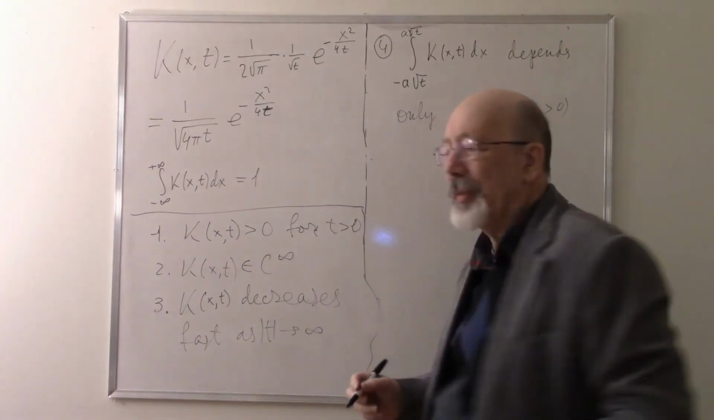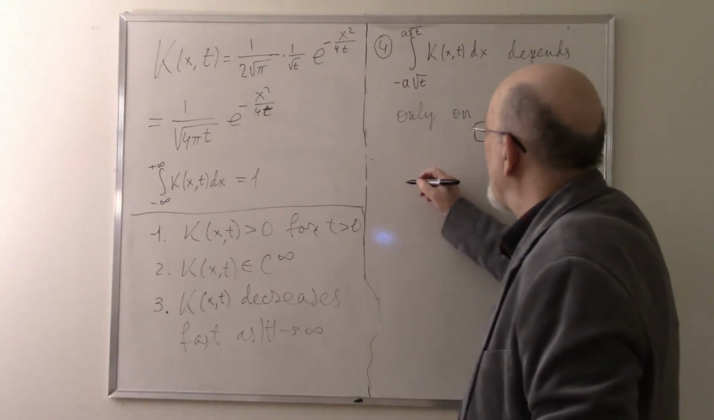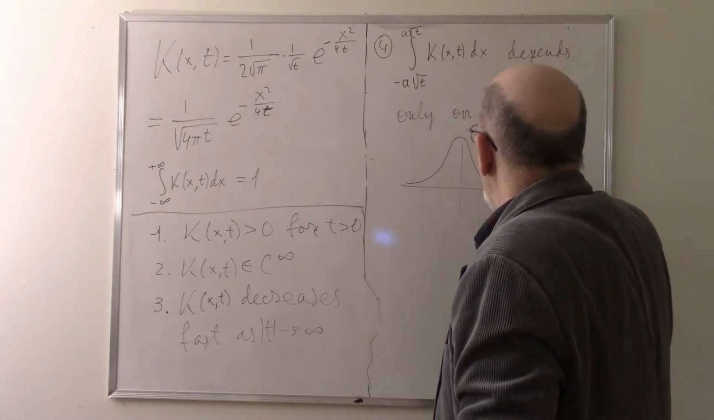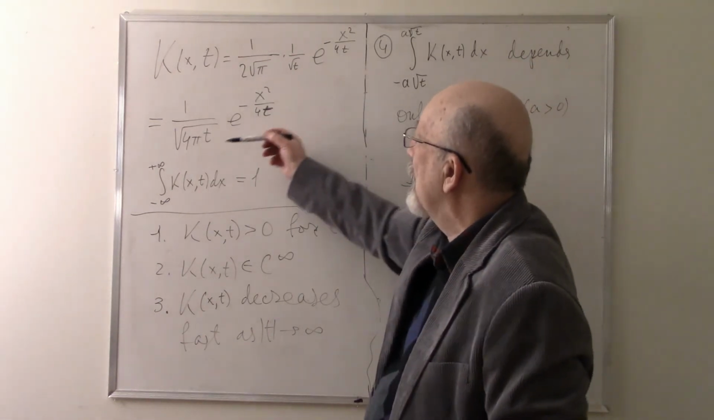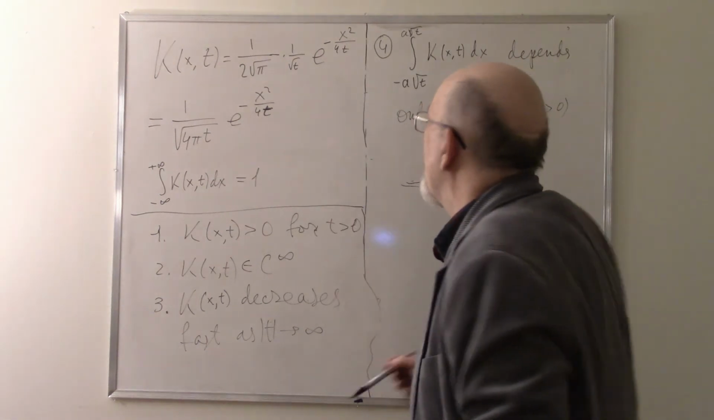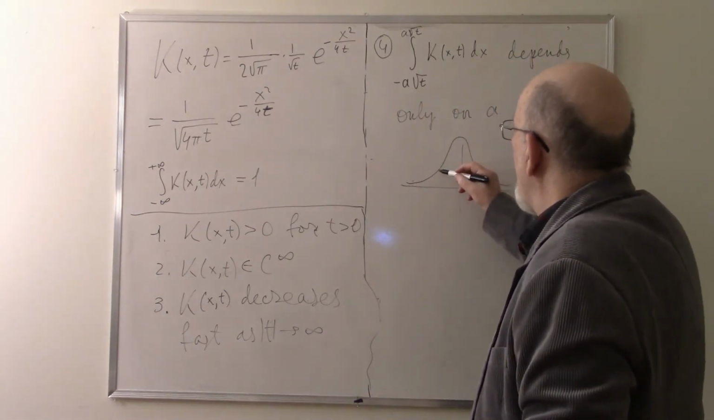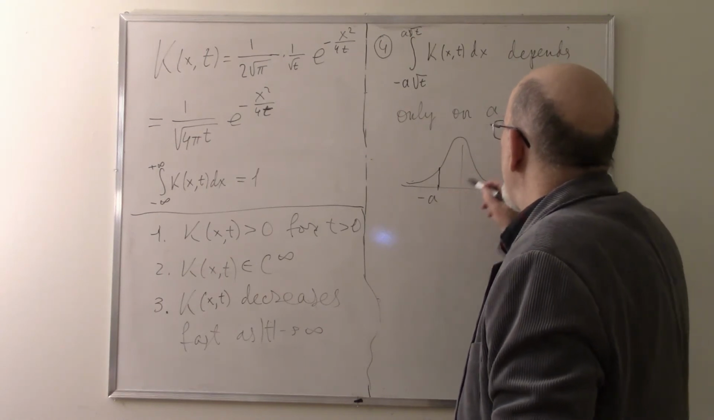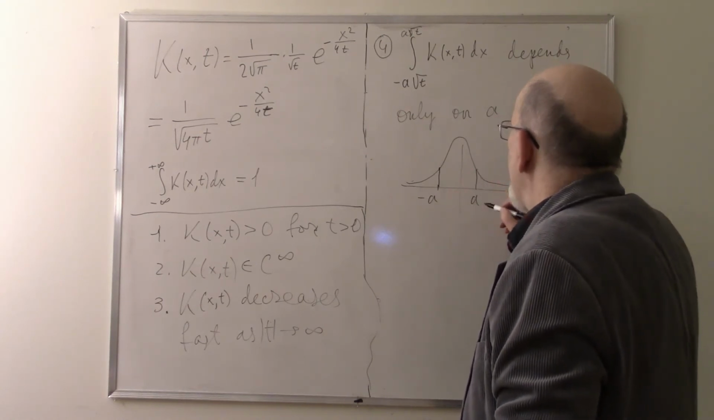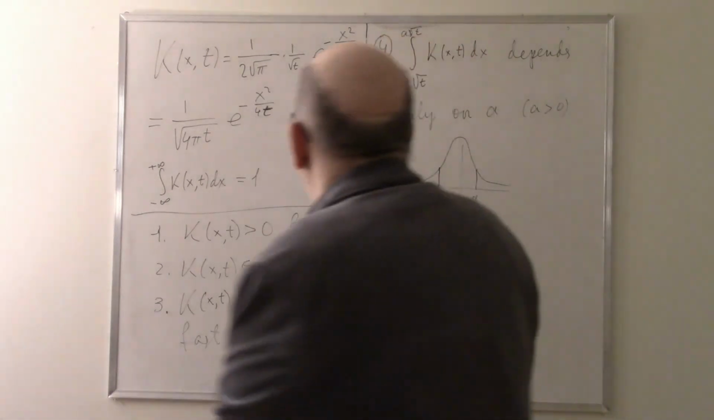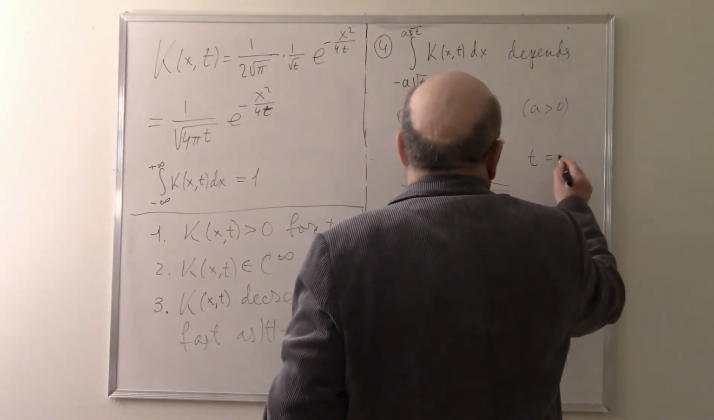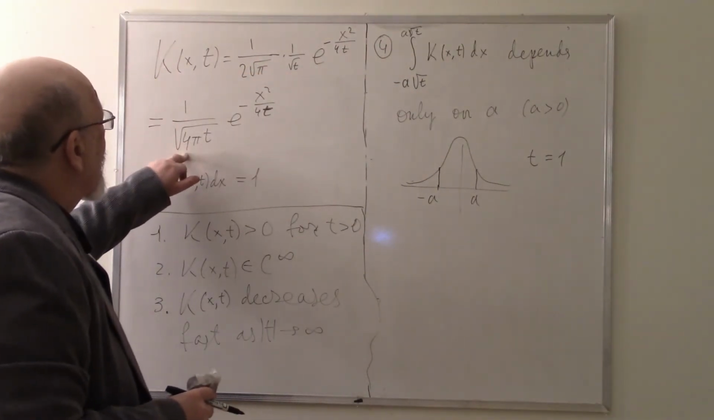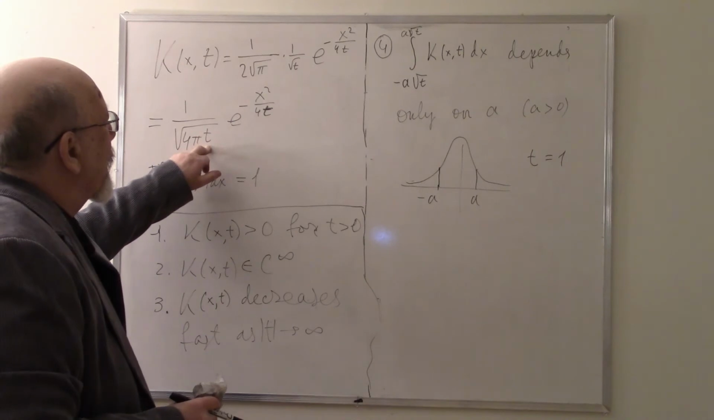A positive constant. So what does it mean? Consider this function for, say, t equals 1. So it is from minus a to a. Now what happens if here is t equals 1? What will happen if we change t, take some other t?